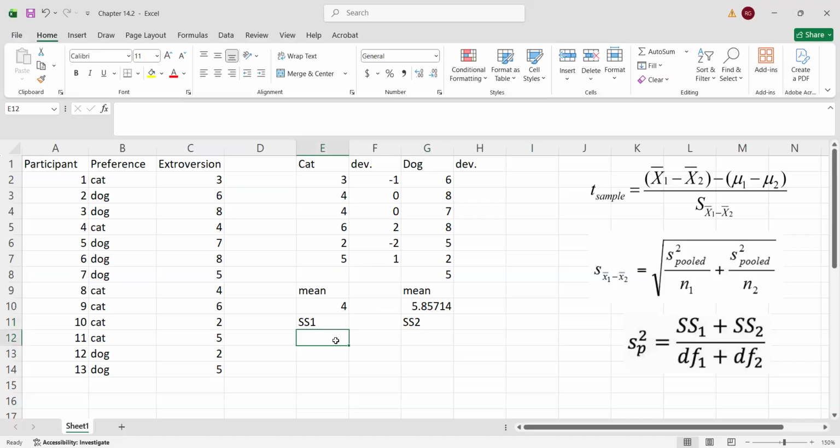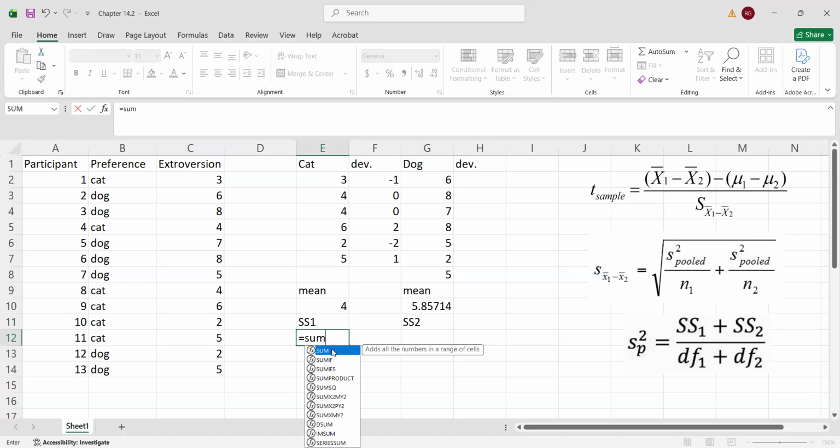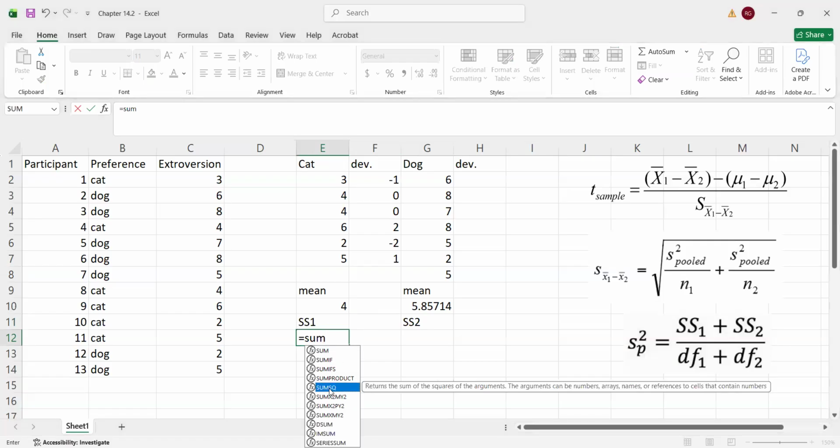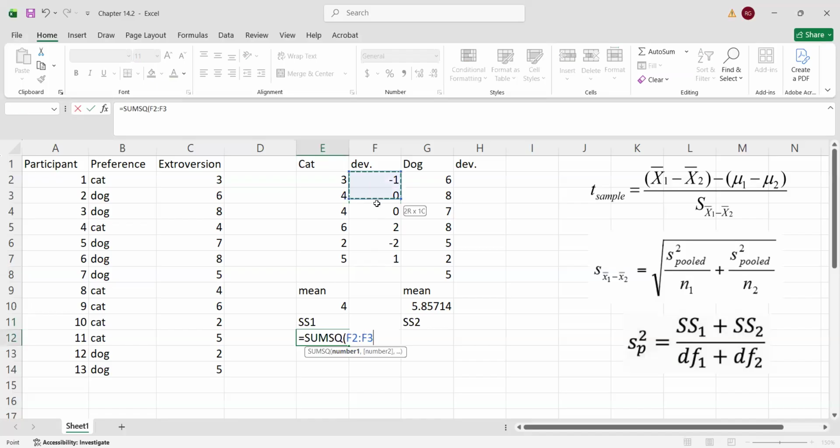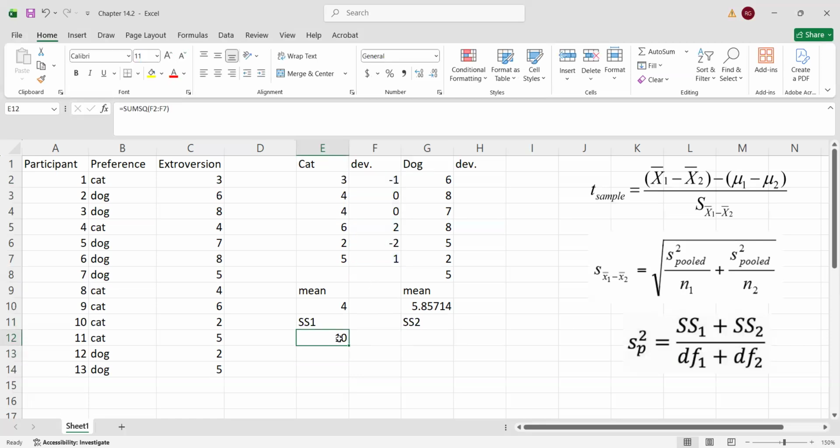So the sum of squares function, you type in equals and then start typing in sum. But we don't want just the sum. We want the sum of squares, which is SUMSQ. I'm going to double click on that, SUMSQ, and highlight my deviation scores. Remember, you need the deviation scores for this sum of squares function to work. We hit enter, and we get a sum of squares for group 1 of 10.